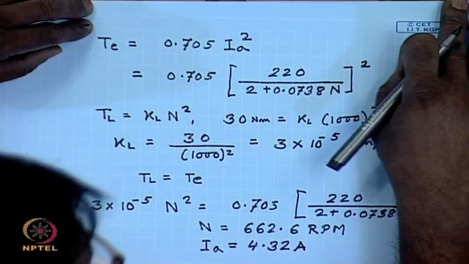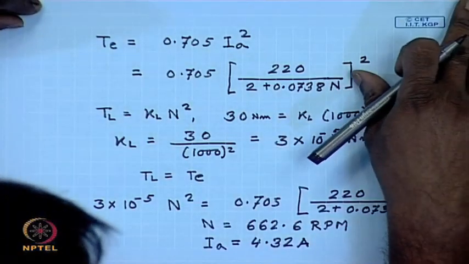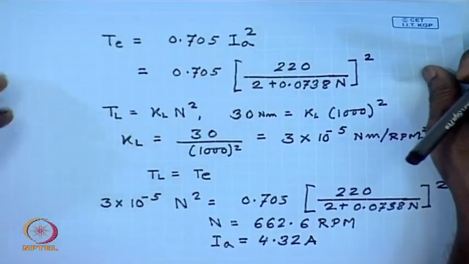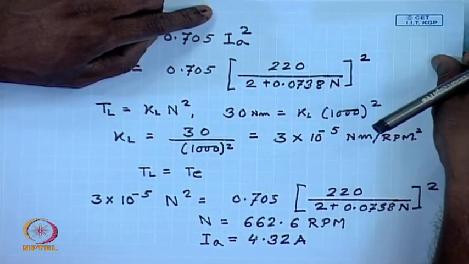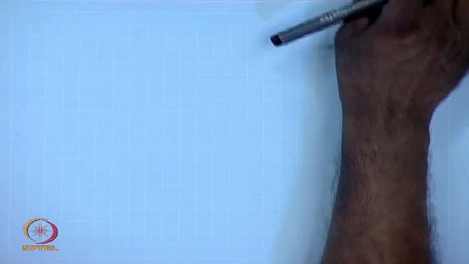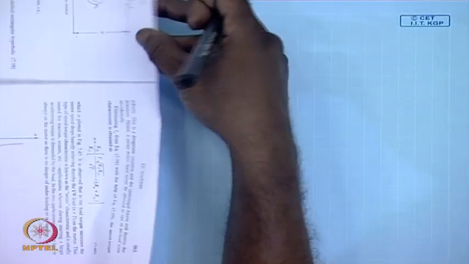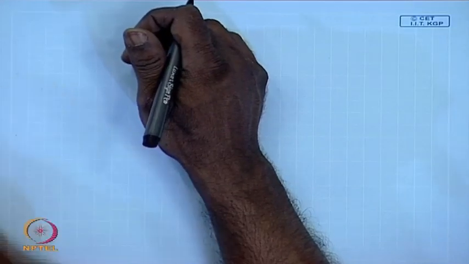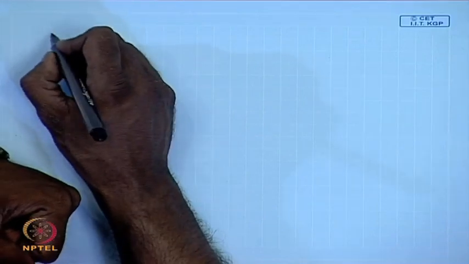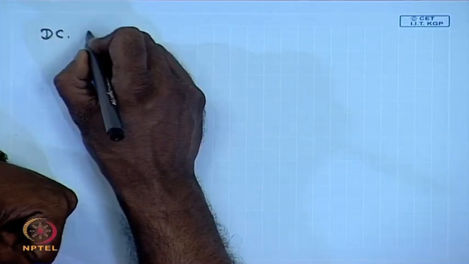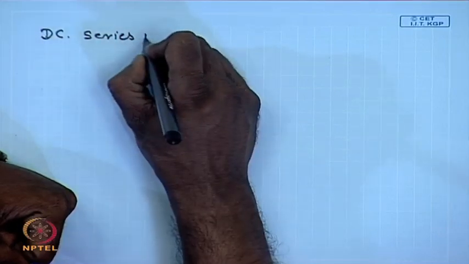This is one problem where we have seen how to find out the speed and current of a DC series machine when we assume that the magnetic circuit is linear. However, in most practical cases, the magnetic circuit will not be linear. Therefore, let us try to solve a problem where the magnetic circuit of the series motor is not linear. So, for that, let us assume a DC series motor with the following data.